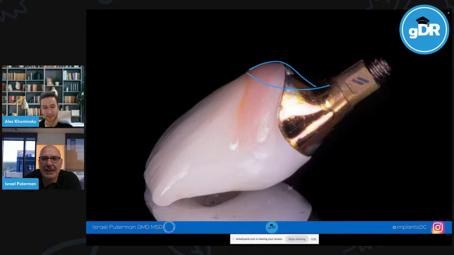And why did the lab make that extra area of contour of the crown? I have no idea why they did that. You guys are restorative doctors. You know lab mistakes way better than I do, and you probably have more answers than I do about how that happened.